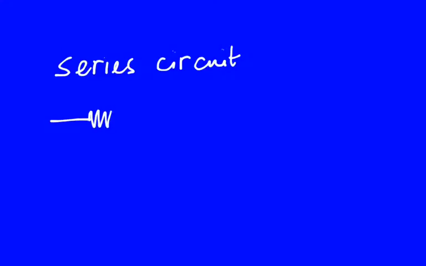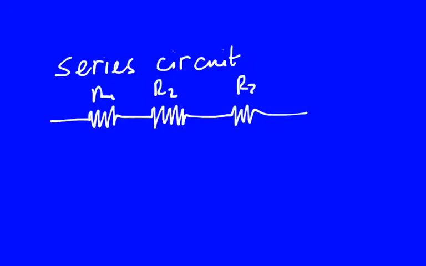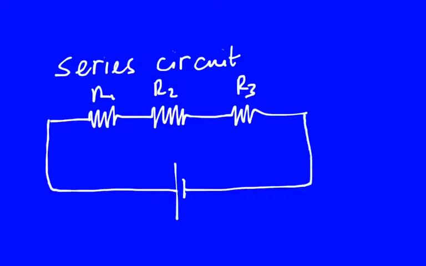Let's discuss now about series circuit. So basically, if we have some resistors like R1, R2, R3, and they are connected like this, and then you connect with a battery, so we will have a current flowing through the circuit, and let's call this current as a total current I.